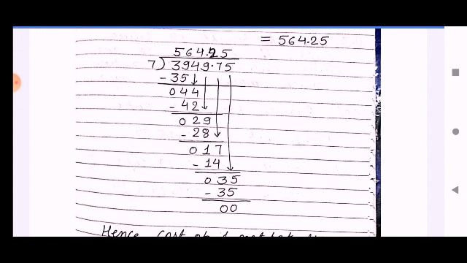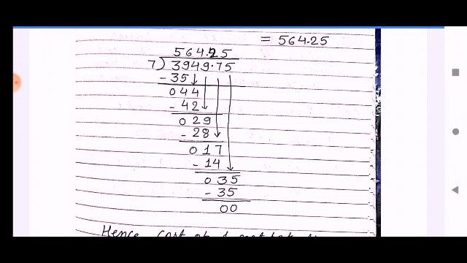Now there is a decimal point. After the digit 9 we have got the point. So that point we will write in the quotient as well. And we will write down another digit, that is 17.